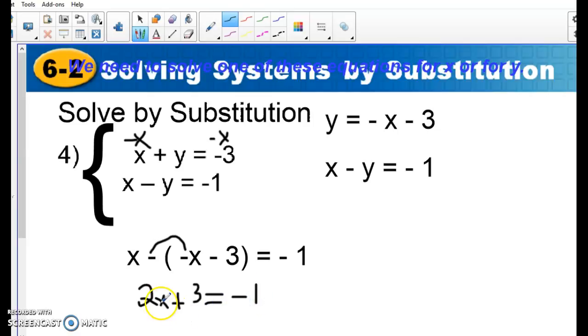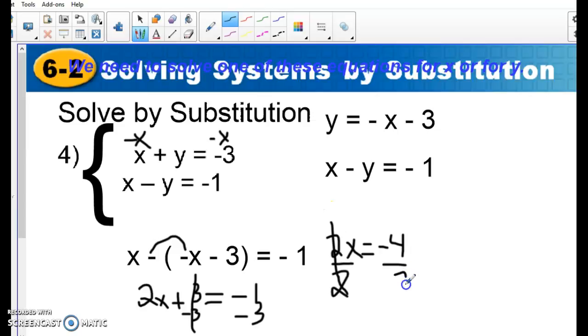I need to get x by itself, so I need to get rid of this 3, so minus 3 here. Those will cancel. Minus 3 here. Those will cancel, so I'm left with 2x equals negative 4. And then I need to divide both sides by 2, and I will find out that x is negative 2.